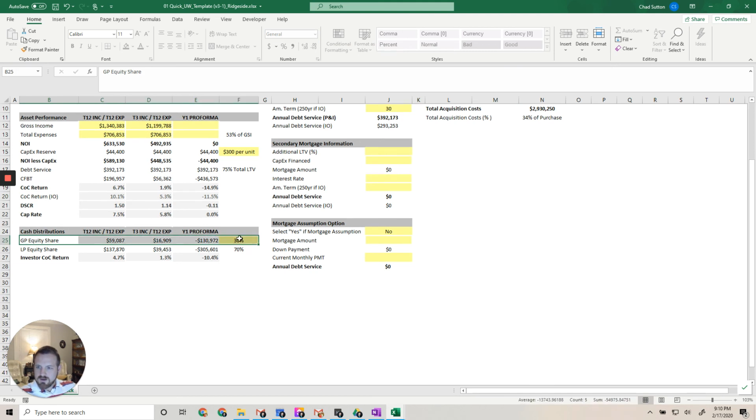GP share. So basically that means that if we're keeping 30% based on that money, we're going to give this much to our investors. The investor cash on cash return in year one is 4.7%. It's a little skinny.